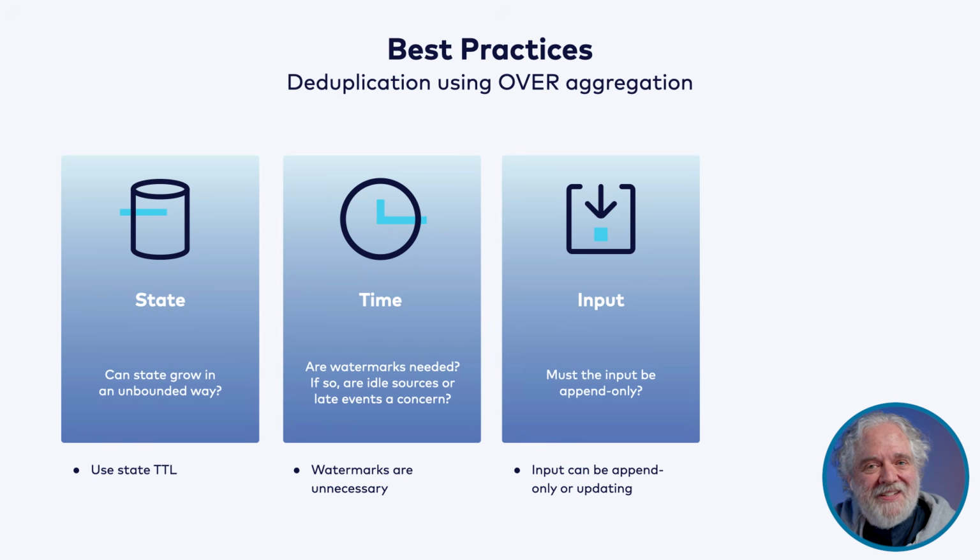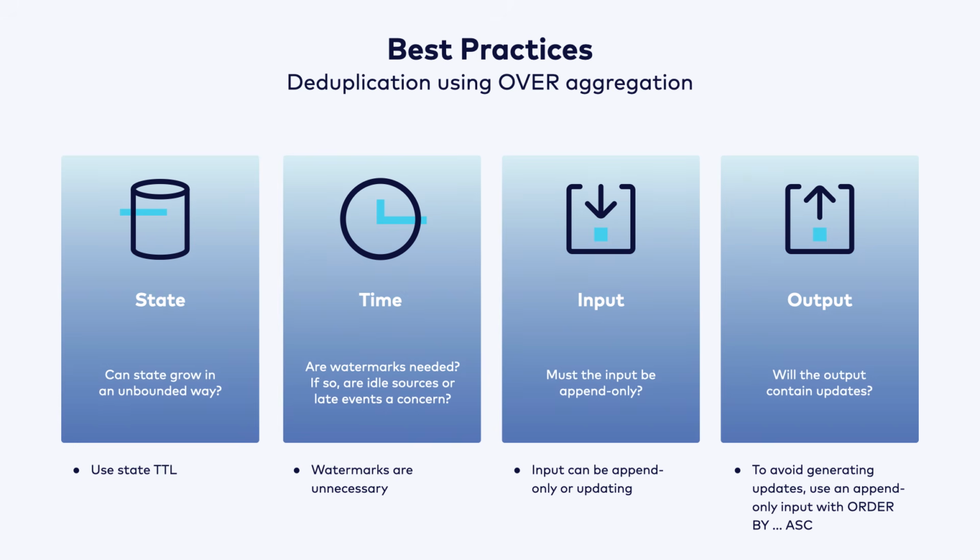In terms of handling changelog inputs and outputs, well, the over window can handle an updating stream as its input, but if that's what you have, you'll end up with an updating stream as output. I'd try to avoid all that if you can, but you can make it work. On the output side, you probably want to always say order by ascending so that you avoid the updating output. And I think that's it. This is relatively straightforward. Awesome.